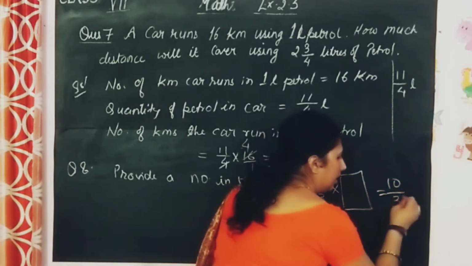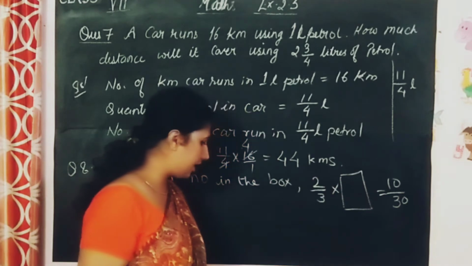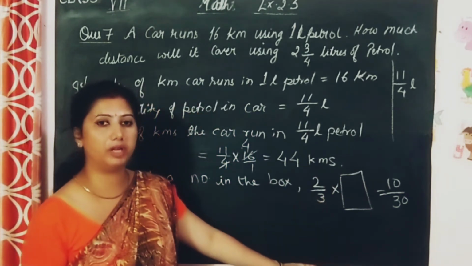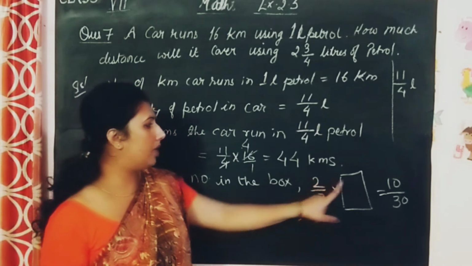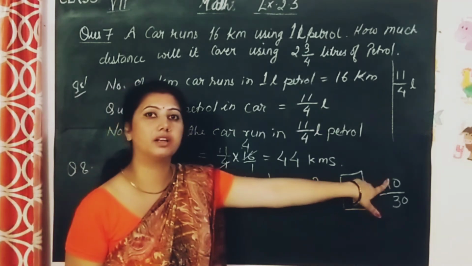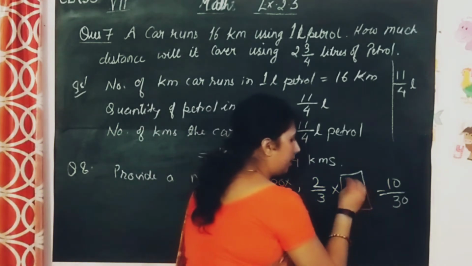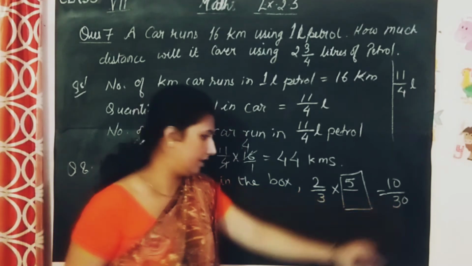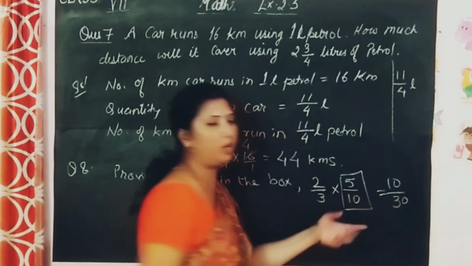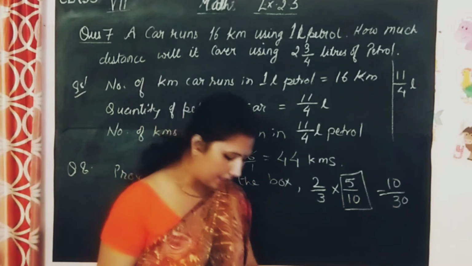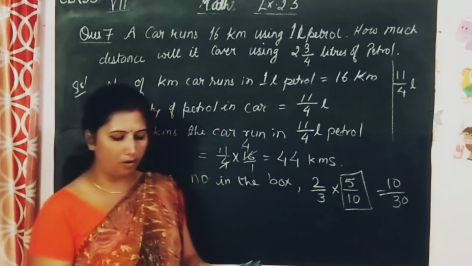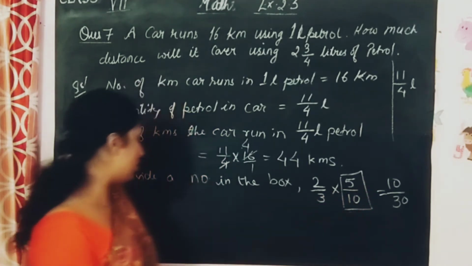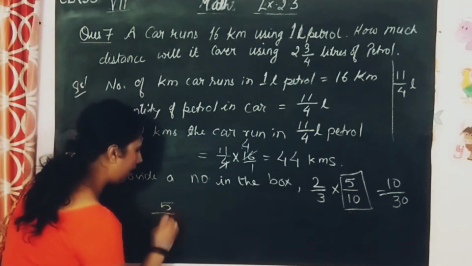Now see, as we already studied, when we multiply, we multiply numerator with the numerator and denominator with the denominator. Okay. So 2 multiplied by what will be 10? 2 multiplied by 5. Now 3 multiplied by what is equal to 30? 10. So the number will be 5 by 10.